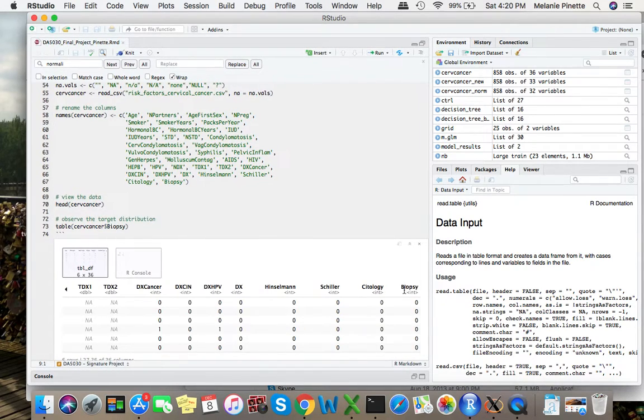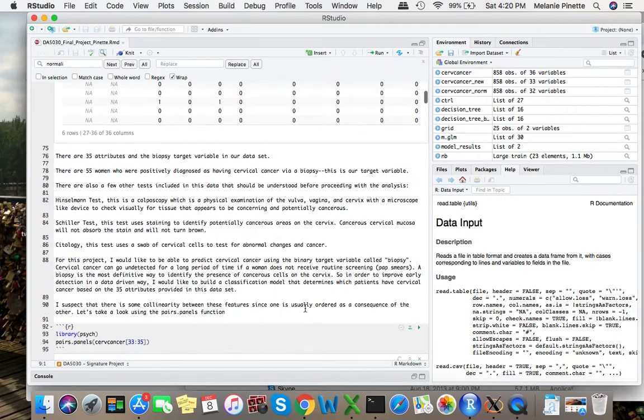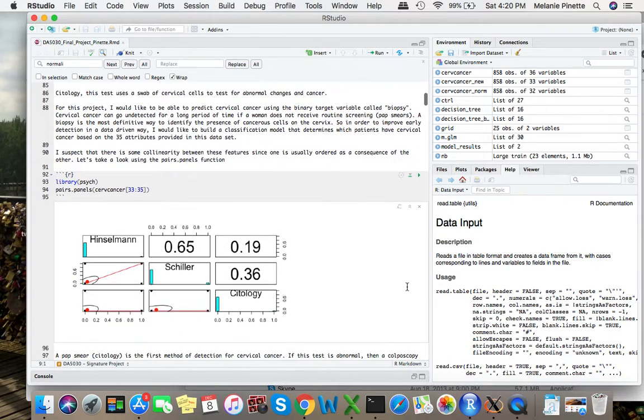And there are 3 other tests in here, Schiller, Hinselmann, and cytology, which I suspect are collinear because they are oftentimes performed together. So we should check this with the pairs.panels function, which I've already run here. It looks like the Schiller and Hinselmann tests are in fact collinear with a correlation of 0.65. This means that positive test results tend to occur together for these 2 tests.